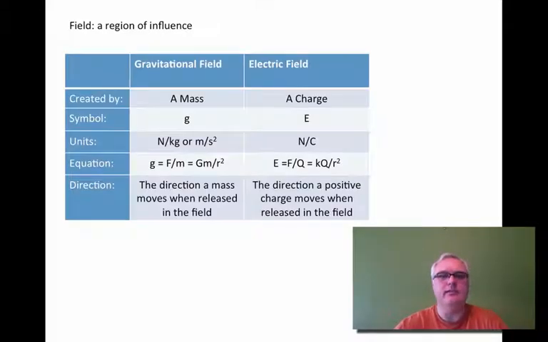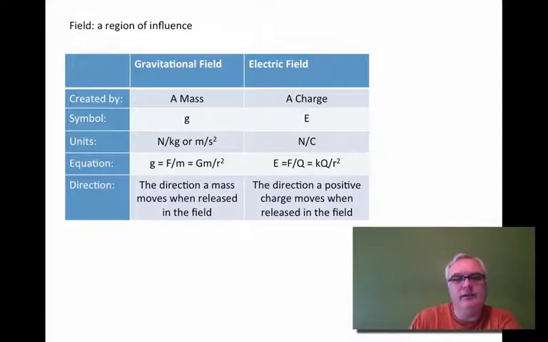So, I created a little table here where we can compare the two fields. A gravitational field is created by a mass, whereas an electric field is created by a charge. Now, what's important is that we can only have one type of mass, so there's only one type of gravitational field. But we can have two different types of electric charge, either a positive charge or a negative charge. So there are going to be two different directions to electric fields.